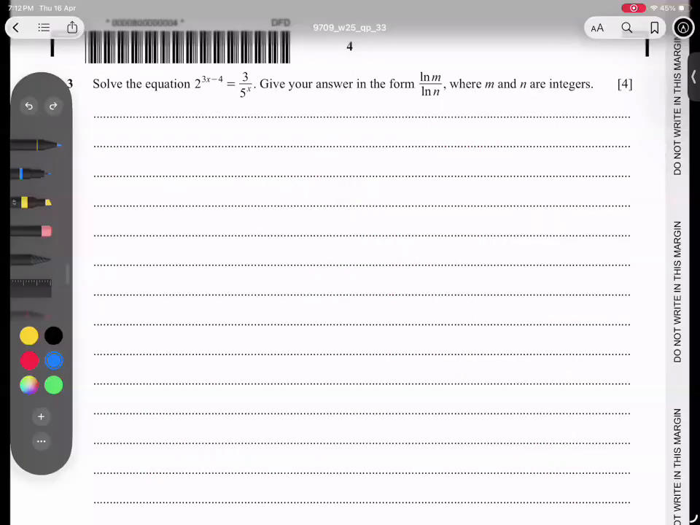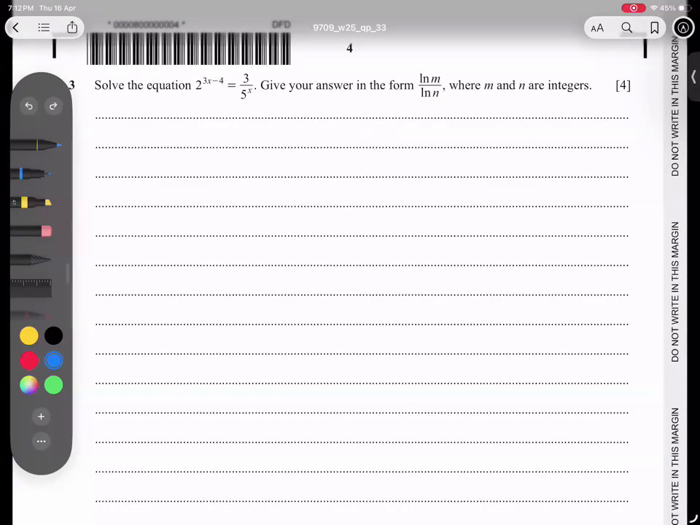Question number 3, students, we have to convert this into a special form, and make sure he said that they must be integers. Okay, so job number 1, what I can do, start directly, so take log of both sides. So take log of this left side and take log of right side.